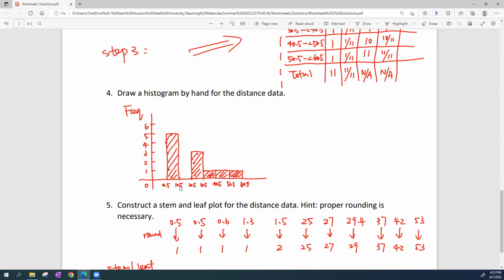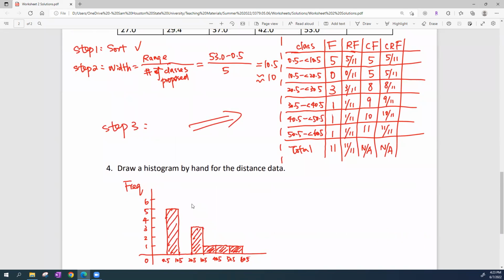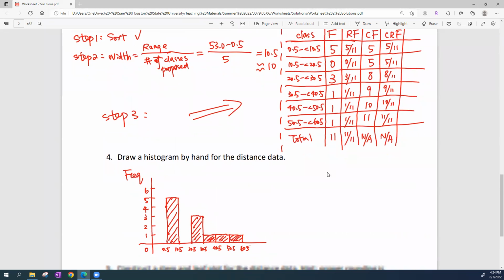So we have what? 1, 2, 3, 4, 5, 6, 7 cut points. That makes 7 minus 1, so 6 bars. And then 5 for the first bar, then 5, 0, 3, 1, 1, 1. It perfectly matches the frequency, and that's a histogram.